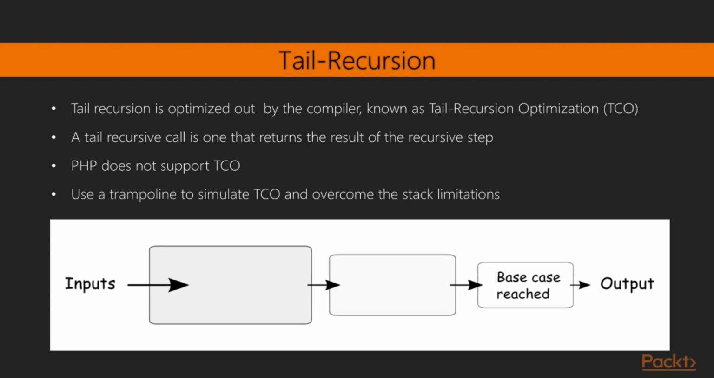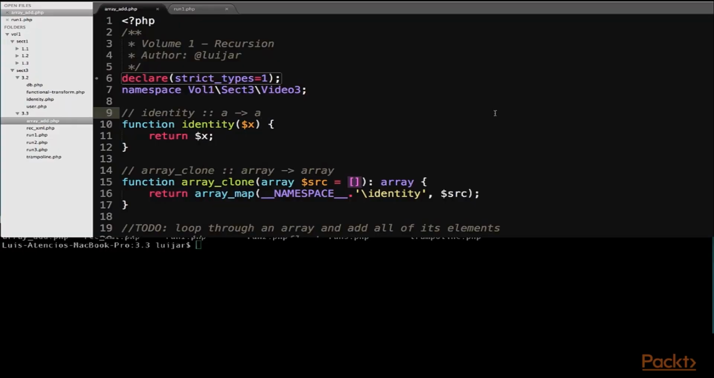PHP doesn't support TCO, and so what we're going to do is show you how we can use a trampoline, which is an artifact that we're going to use to simulate tail call optimization. We're going to provide the optimizations ourselves in userland space and overcome the stack limitations. The way TCO works is essentially we're going to take a tail recursive call and add some scaffolding code so that we can flatten it out into a loop that can execute indefinitely and we don't have to worry about any stack limitations.